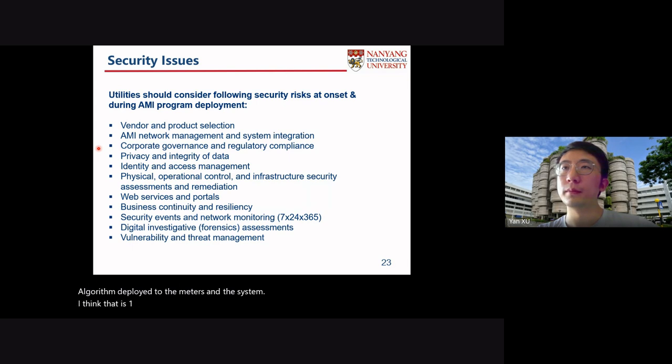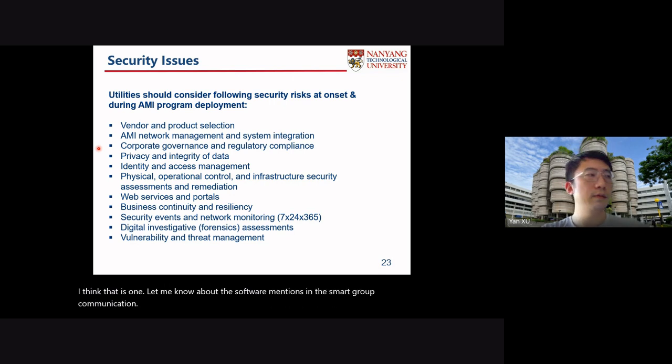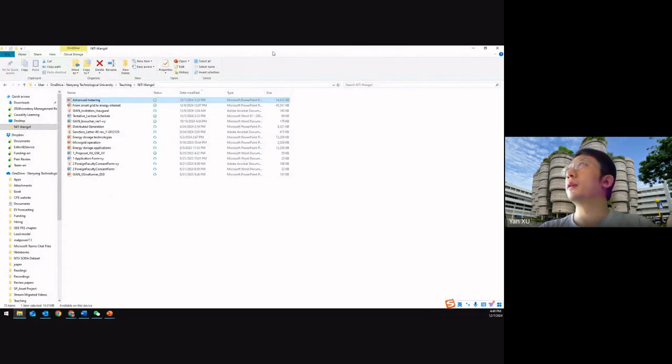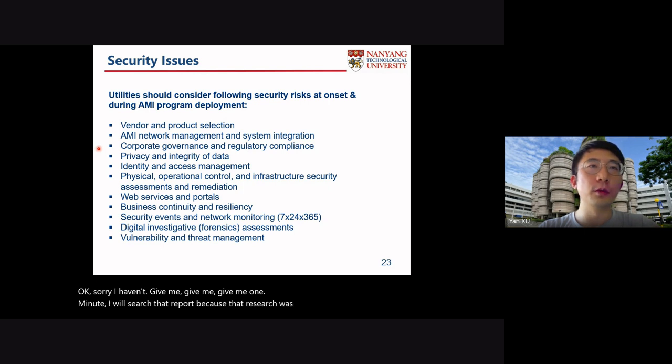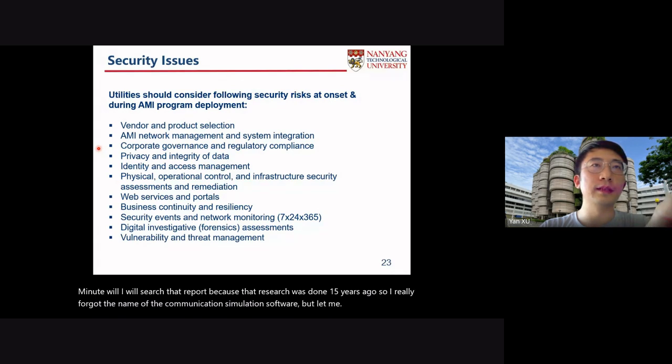Let me know about the software mentioned in the smart grid communication. Oh, okay. Sorry, I haven't. Give me one minute. I will search that report because that research was done 15 years ago, so I really forgot the name of the communication simulation software. Let me check. I will send it to the chat box later.